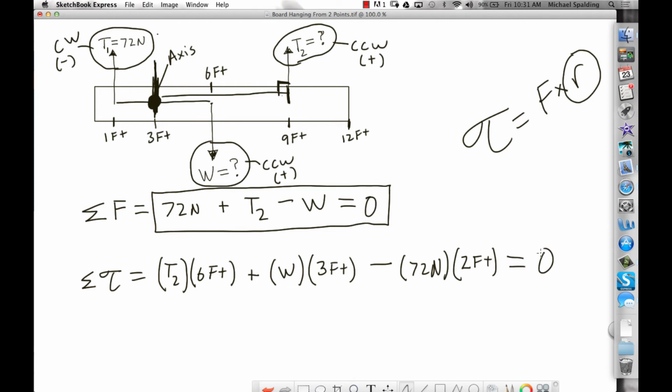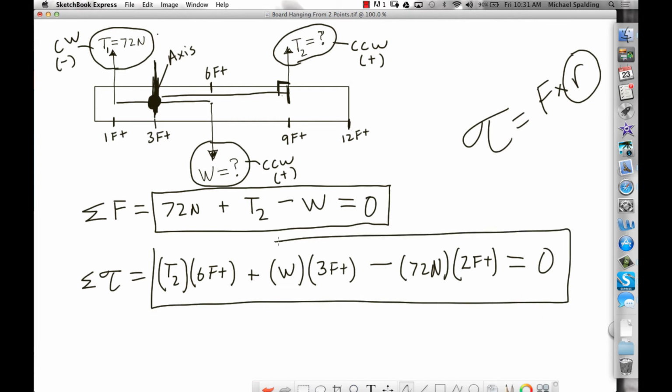Okay? And then the sum of the torques will equal 0 because we don't want any rotation. If you do end up with a net torque, then you get what's called an angular acceleration. Now, guys, we now have what? 2 equations and 2 unknowns. So the 2 unknowns are T2 and W. And I'm just going to tell you what they come out to be. So W comes out as 192, and T2 comes out as what? 120. Okay? You can solve the algebra.